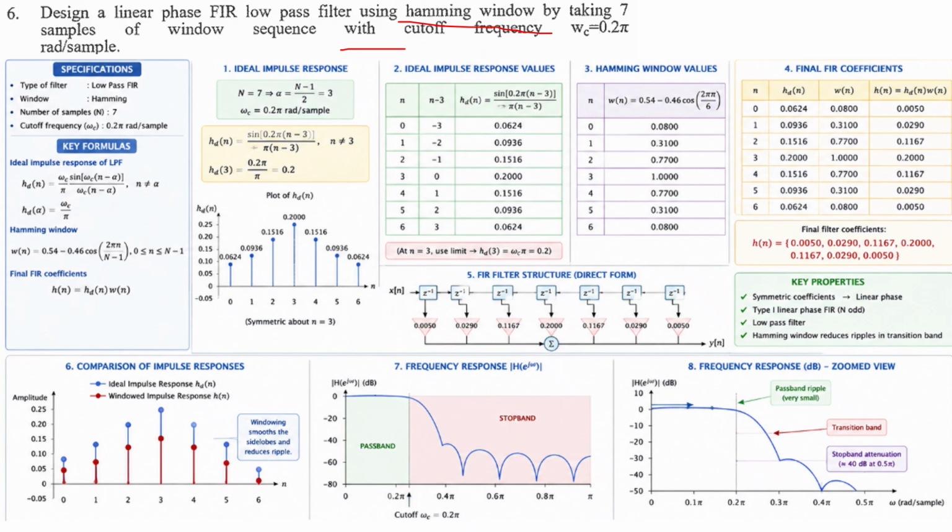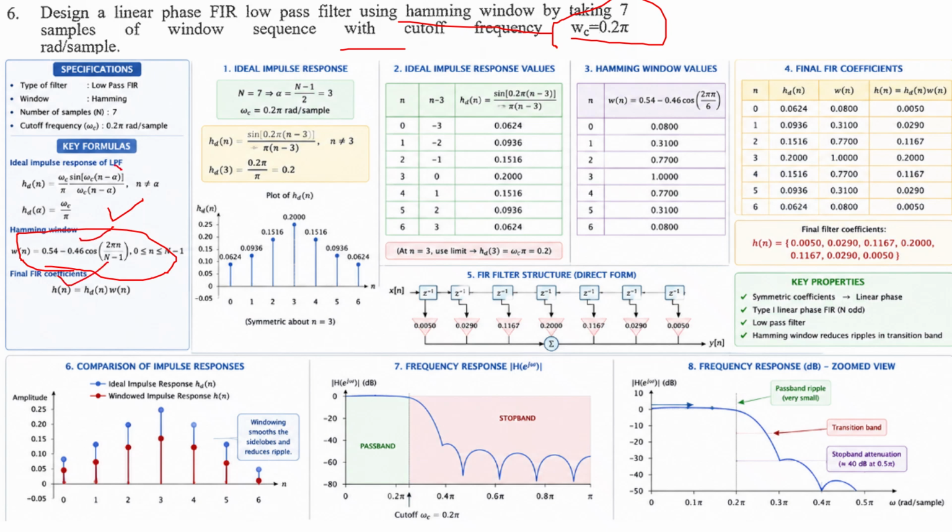We'll talk about it very shortly. So omega c is already given, and for the Hamming window, first of all, this is an LPF, a low pass filter. For the Hamming window there is a special equation, this one. You have to remember this equation, then only can you solve it. And the low pass filter is nothing special.